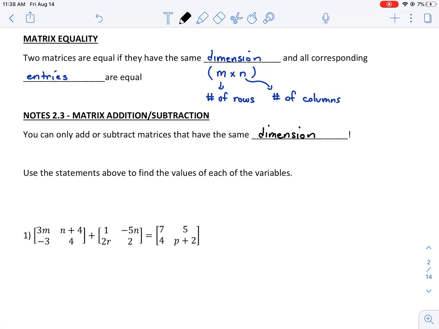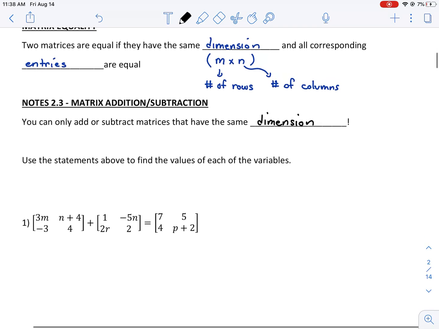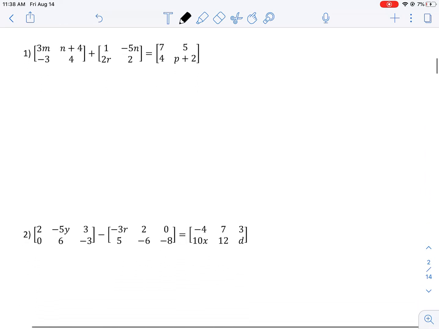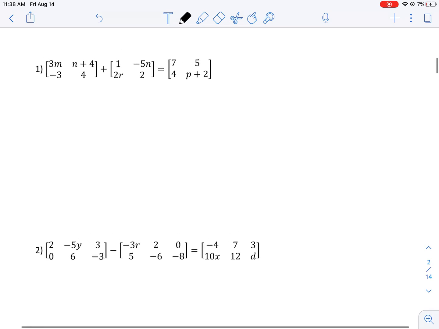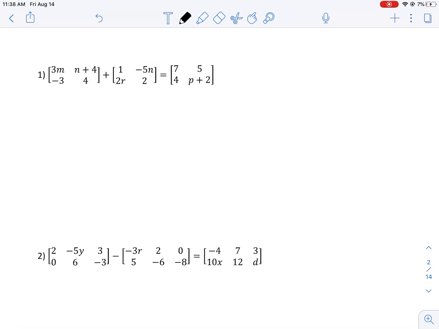Okay, so now I'm going to show you how to add two matrices together to find the value of these variables in these matrices. If we want to add these two matrices together, we need to determine if they are the same dimension. So let's start with the matrix on the left. This matrix has 2 rows and 2 columns. And notice that all matrices in this problem have 2 rows and 2 columns.